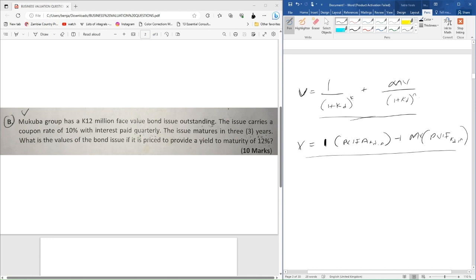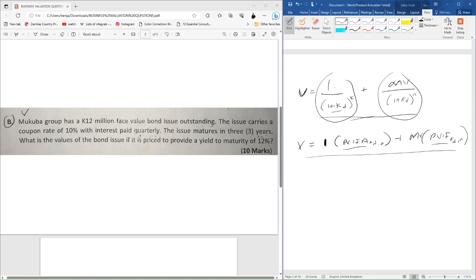We could use the longer one, but it will take us a lot of time because we have to do it for each year. We would have the coupon divided by 1 plus KD to the power 1, then 1 plus KD to the power 2, 1 plus KD to the power 3, and eventually add it together with MV divided by 1 plus KD to the power N. Doing that is a whole lot of a process, but why do all that when we can just use the present value interest factor tables, both for an annuity and for an ordinary asset.